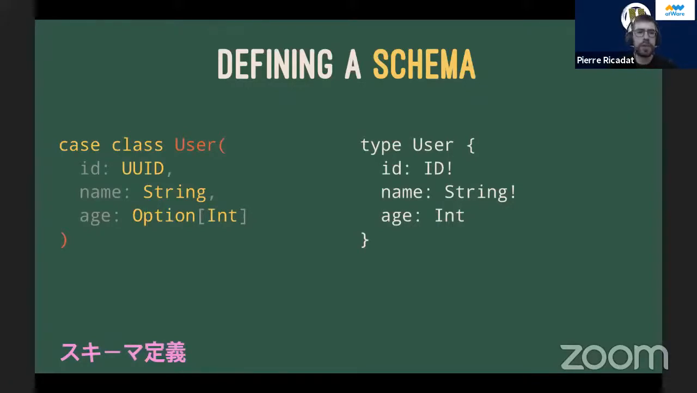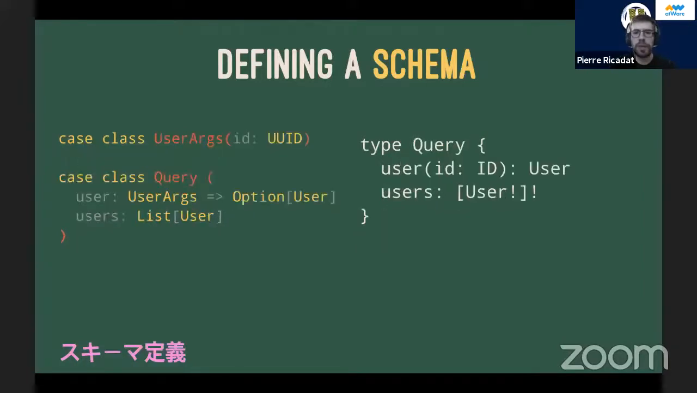So this is the user type. Let's see how about the query. The same as the previous example. To express our query, we just create a case class named Query with 2 parameters, one for each endpoint in our API.